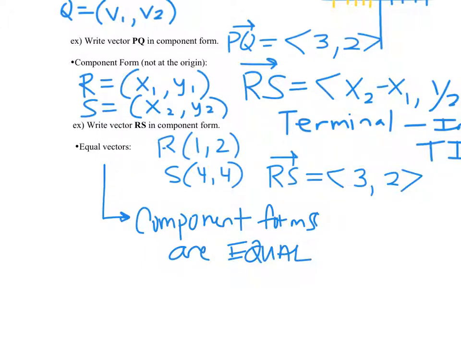So vector RS and PQ, we can say that those are equal vectors because both of their component forms are 3, 2. And you know, when I drew it, I knew they were going to be equal because I've done this before. Did yours look equal? Mine do. On my paper, they do. Look at that. That's really good. They look exactly the same length. They're going in the same direction. Okay, so direction and length.